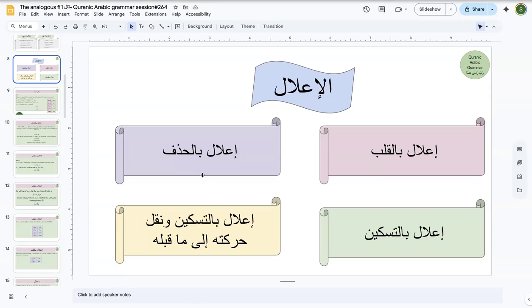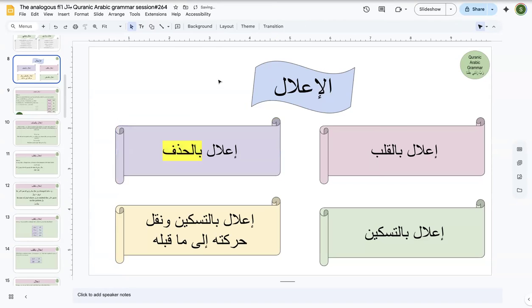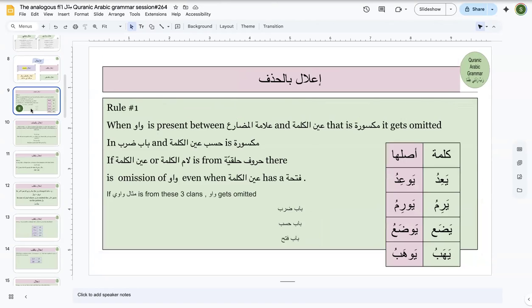Okay, which one is most important? Ilal bil hasf. The most important rule when it comes to misal is going to be ilal bil hasf, and that hasf is going to apply to misal wawi. Is this clear to all of you? That when it comes to misal wawi, the most important rule is that you must know ilal bil hasf, that the waw can get omitted. Then what are the cases where it can get omitted?